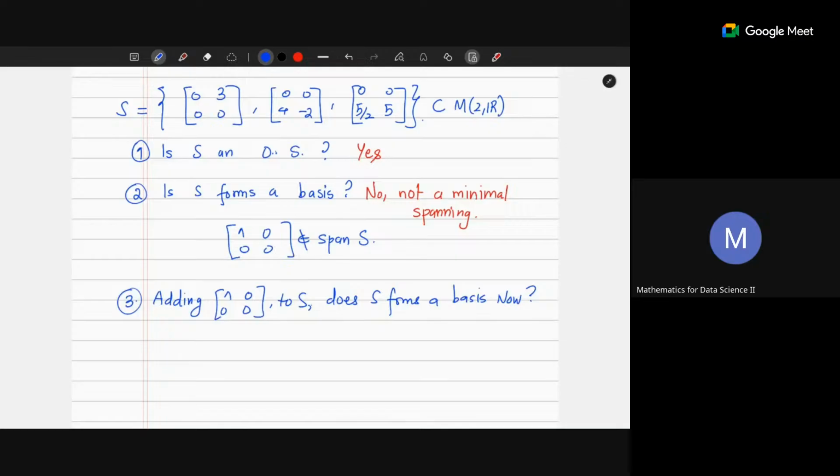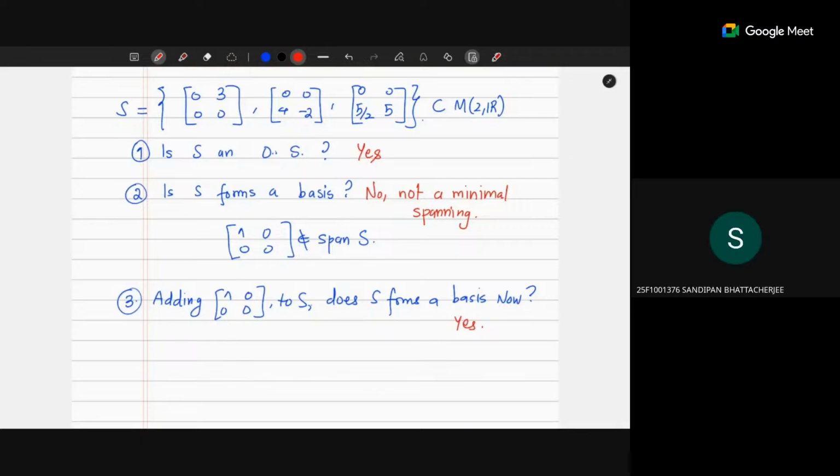Now, is it an orthogonal basis also? So it is a basis, that is correct. Is it orthogonal? It's not orthogonal, because if you check V2, V3, so M2, M3, it is not the null matrix.